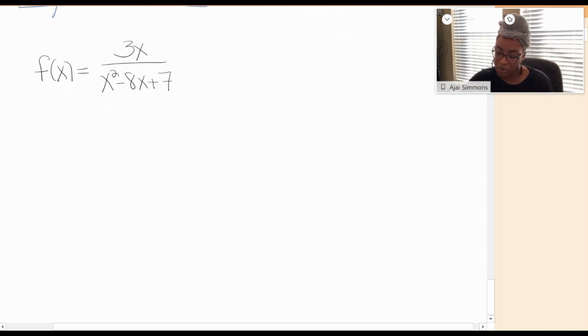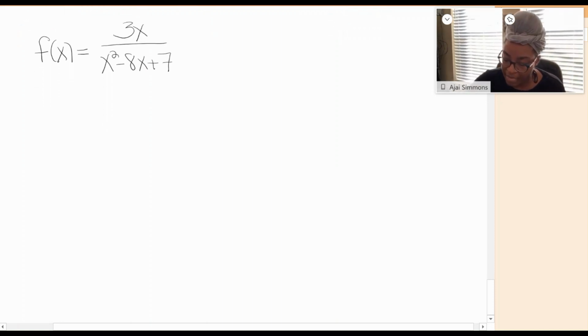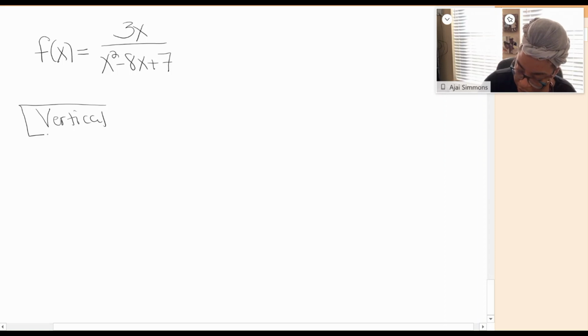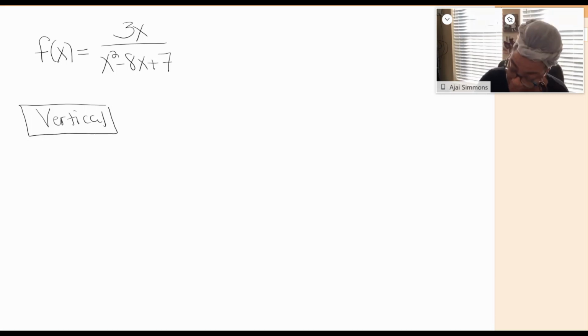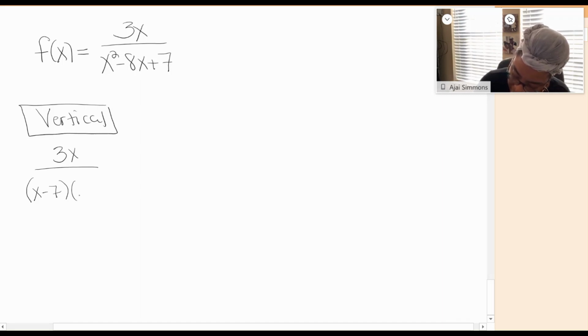Okay. So let's start out by finding our vertical asymptote. So for the vertical asymptote, I reduce it. On this problem, I can't reduce. There's nothing that looks the same on the top and bottom. Even if I factor the bottom, which would be x - 7 and x - 1, it doesn't cancel with anything at the top. So this is already reduced.